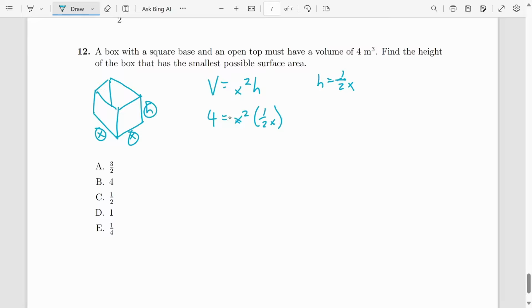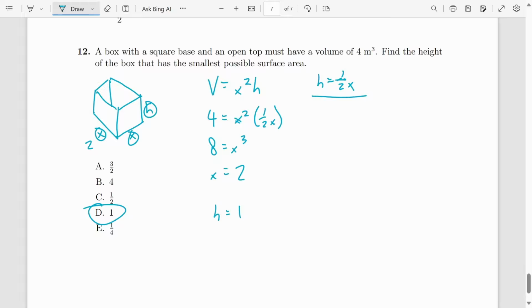We can multiply the x through and then multiply by 2. So this is going to be 8 equals x cubed. Cube root both sides, we get x equals 2. So the base length must be 2, and since we've said that the height must be 1/2 of 2, that means the height must be 1. Answer choice D. And this is actually true.